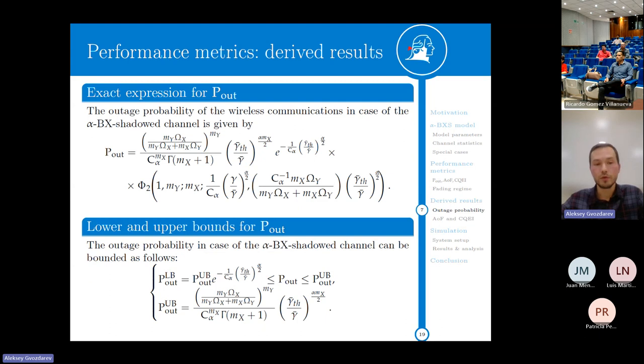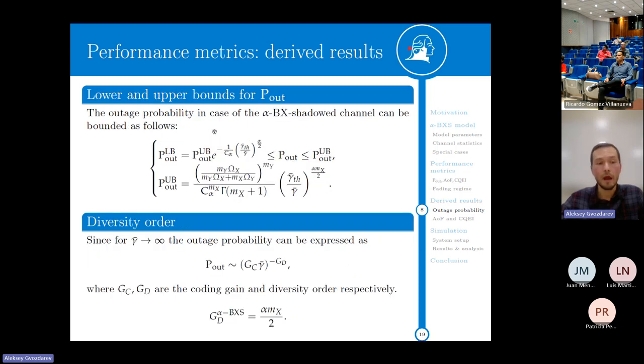For the assumed performance metrics, closed-form expressions were obtained. First, the outage probability presented on the slide was derived, and its upper and lower bounds for the high signal-to-noise ratio were obtained. Furthermore, the derived upper bound for the outage probability was used to assess the asymptotic system performance. According to the prevailing model, the system performance for an asymptotically increasing average signal-to-noise ratio can be described with two main parameters, the so-called coding gain and diversity gain, which were extracted for the model and connected with the channel parameters.